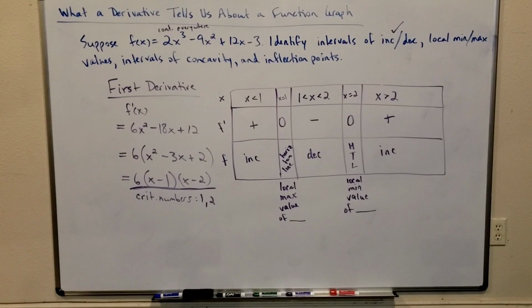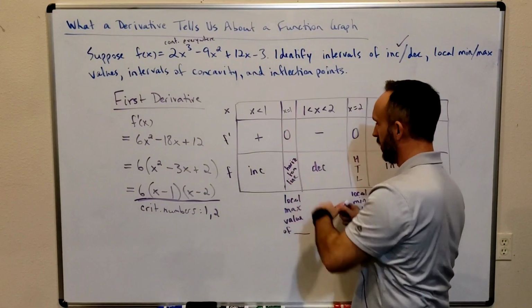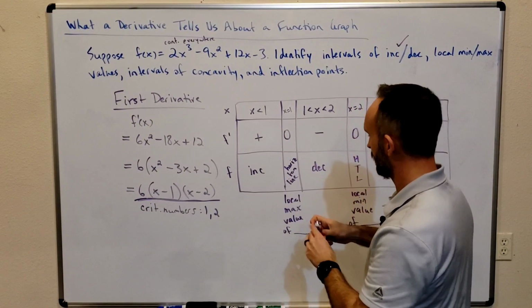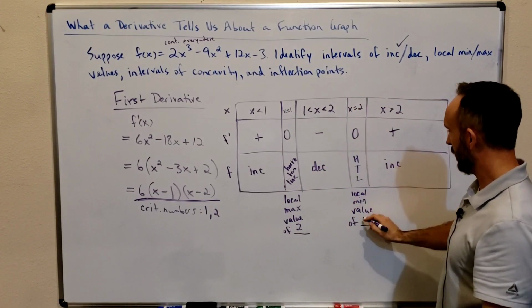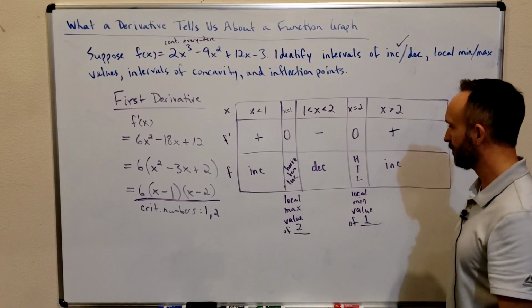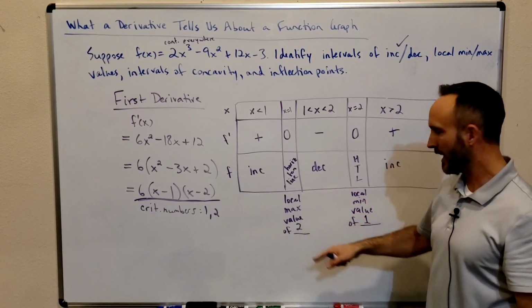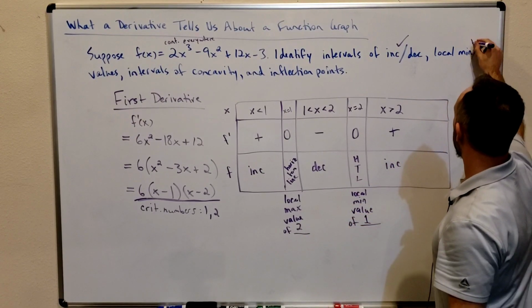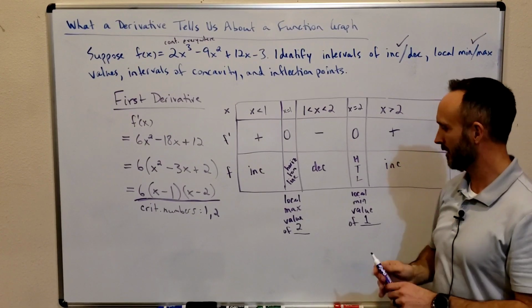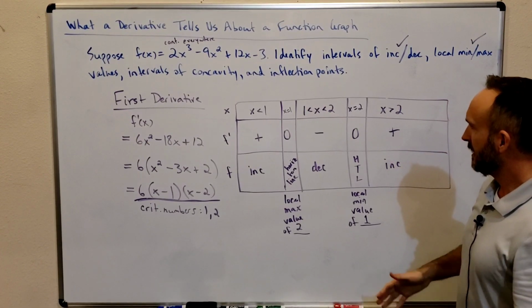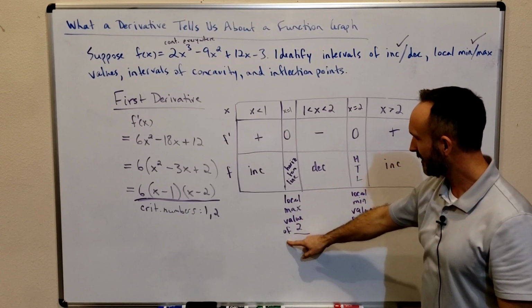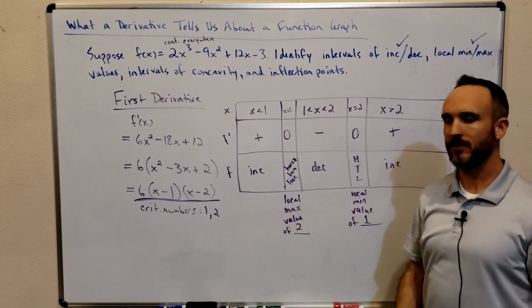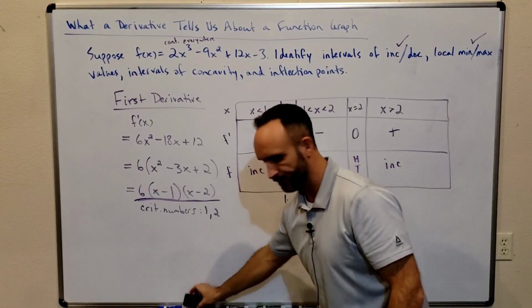Okay, so now let's go fill those values in on the table. So I know that when I plugged in 1, I actually got 2 as my y value. And when I plugged in 2, I got 1 as my y value. So now I know my local max value and I know my local min value. Got those done. Good. I could even specify that I have a local max value of 2 at x equals 1 if I wanted to be even more descriptive.